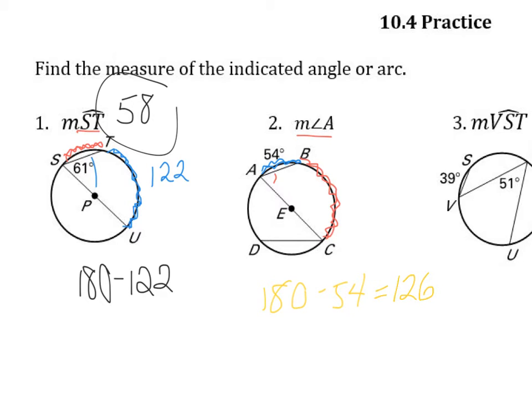But remember, that represents the arc measure. So that's arc BC. What I'm looking for is the measure of angle A, which is just going to be half of that arc measure, which is going to leave me with 63.